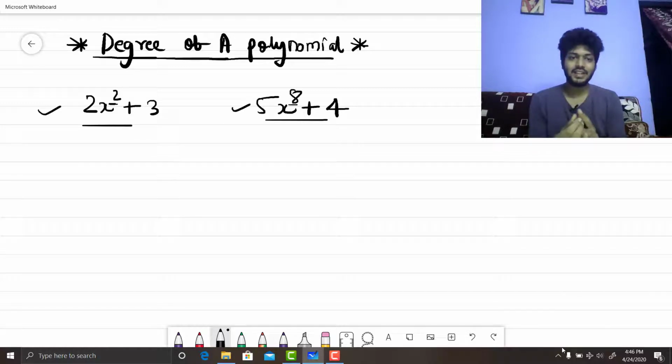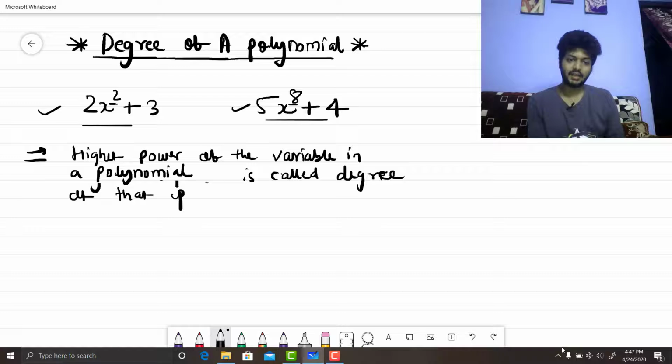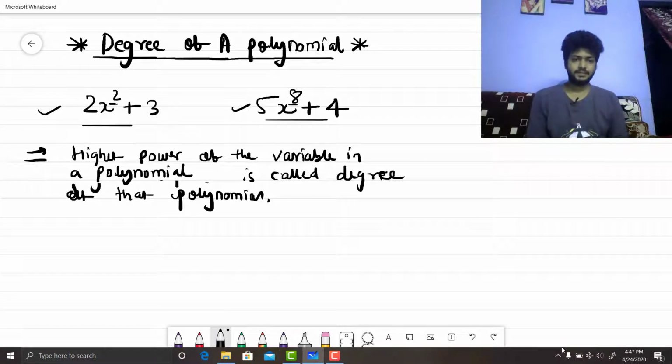So what essentially a degree is, I am giving you the mathematical formal definition, and after that we'll proceed to the questions. Highest power of the variable in a polynomial is called degree of that polynomial. So just read this sentence. What is it saying? Highest power of the variable in a polynomial.